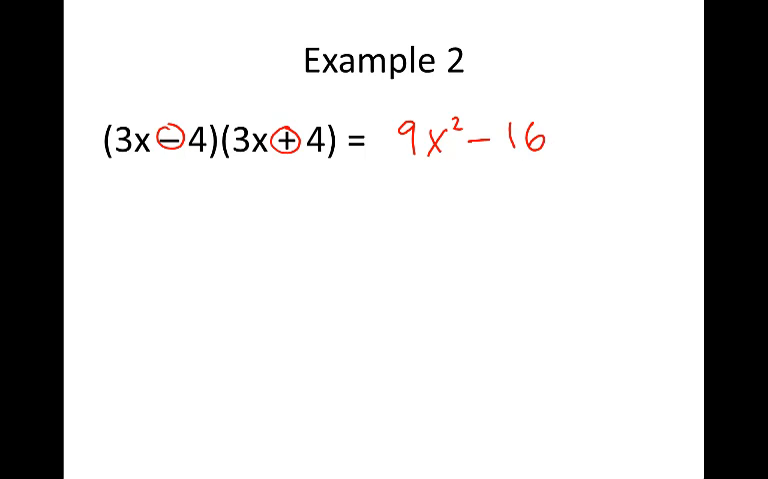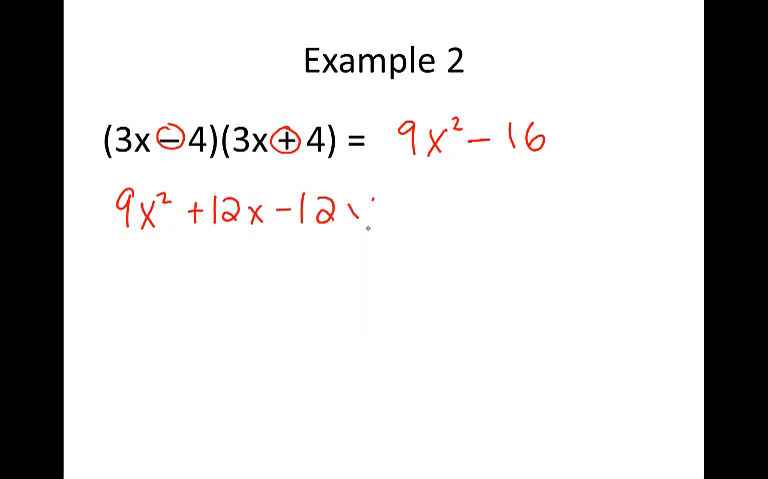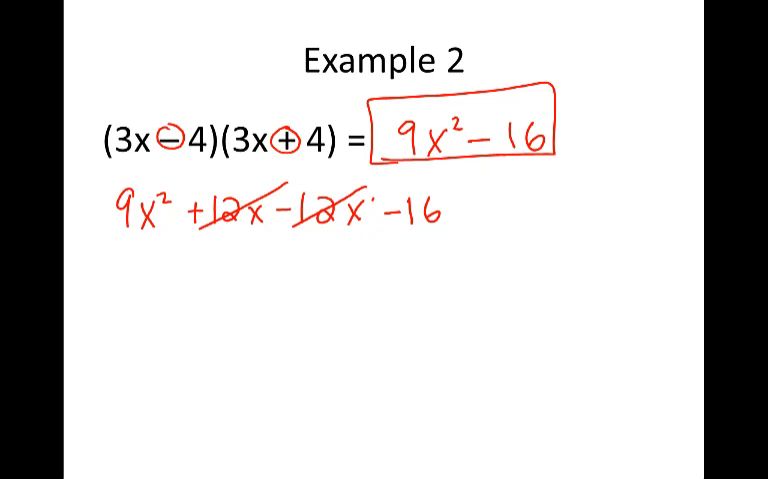If you don't believe that, let's crunch this out the long way. So 9x squared, that would be plus 12x, minus 12x, minus 16, and what happens? Again, those middle terms cancel out, and you're left with the 9x squared minus 16. So in the next unit, you'll be given this, and you'll have to get this using that same pattern.